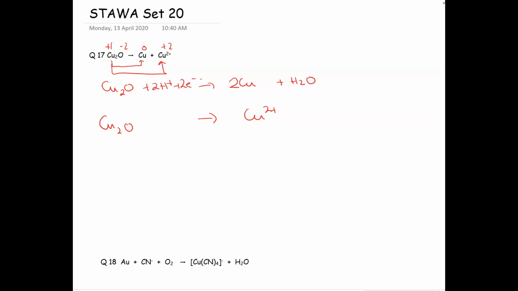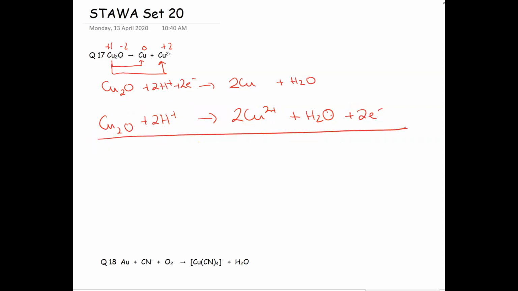Now the next one, once again, balance matter other than oxygen and hydrogen, so you put a 2 in front here. You balance oxygen by adding water. You balance hydrogen by putting in hydrogen ions. And you balance charge by adding in electrons. So this side adds to 2 plus, this side is 4 plus, so add 2 electrons. Now we add the 2 together.